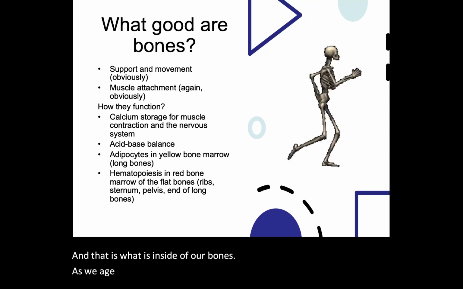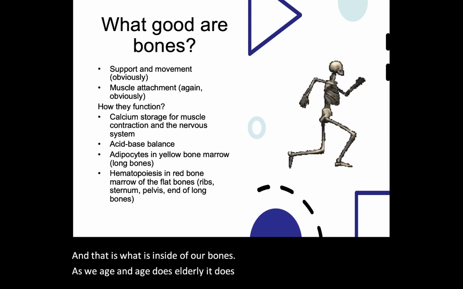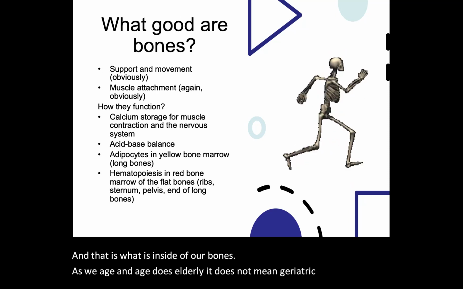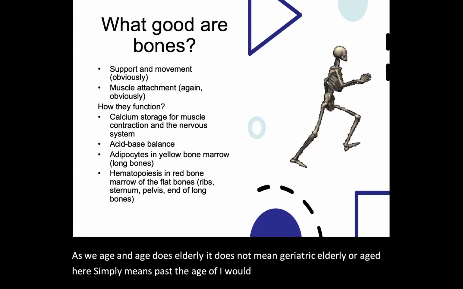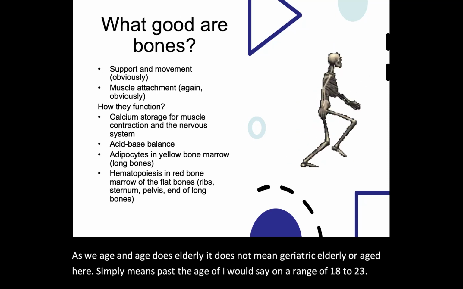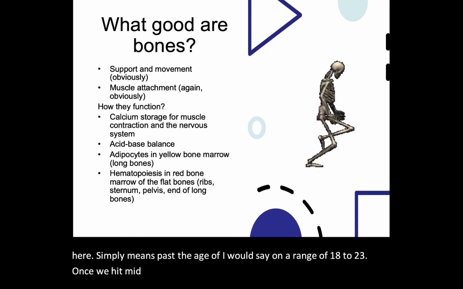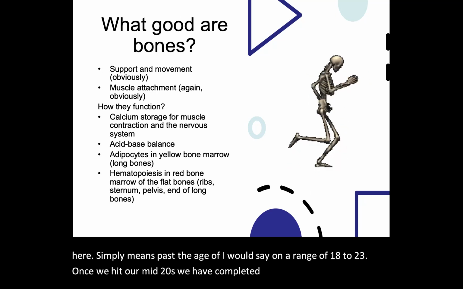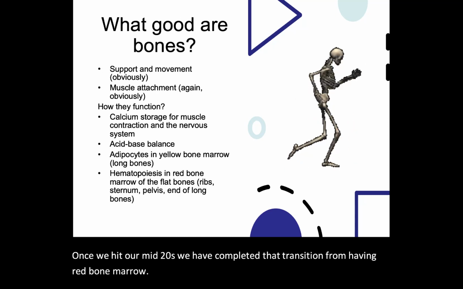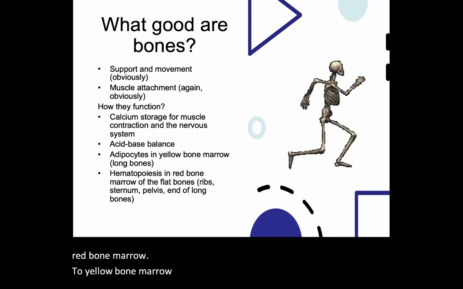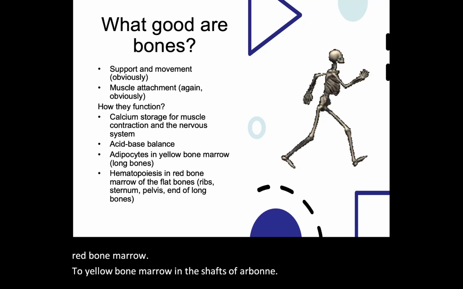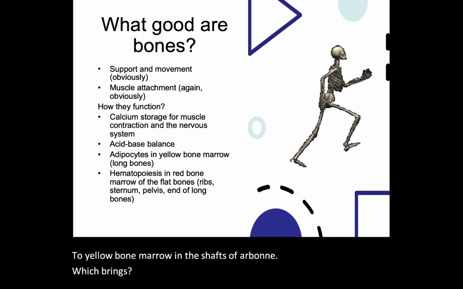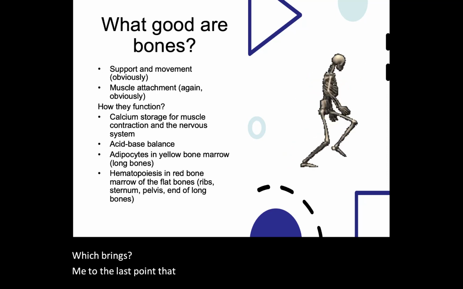And age does not mean elderly. It does not mean geriatric. Elderly or aged here simply means past the age of, I would say, a range of 18 to 23. Once we hit our mid-20s, we have completed that transition from having red bone marrow to yellow bone marrow in the shafts of our bones. Which brings me to the last point on this slide: hematopoiesis.